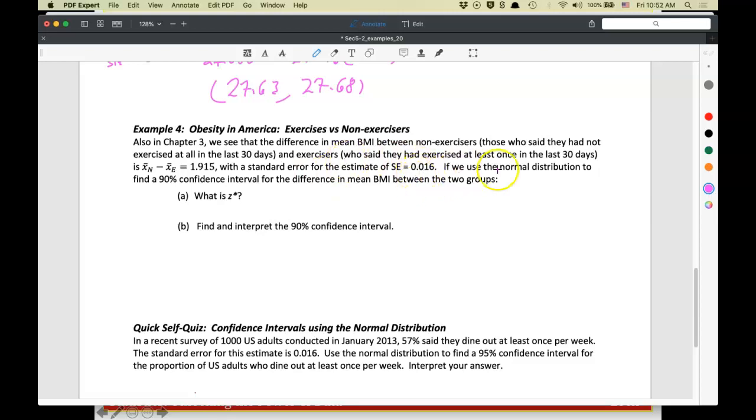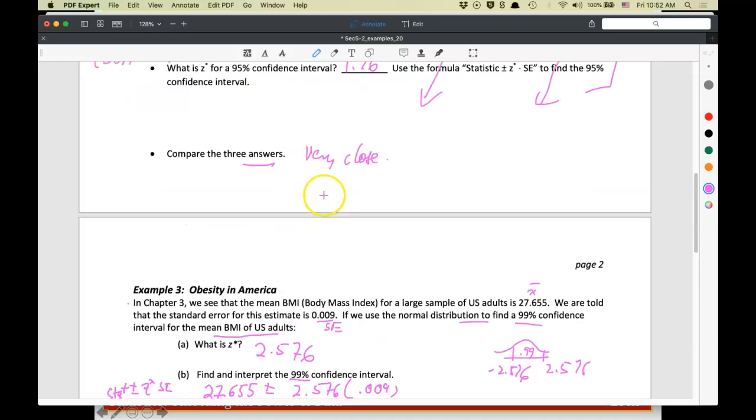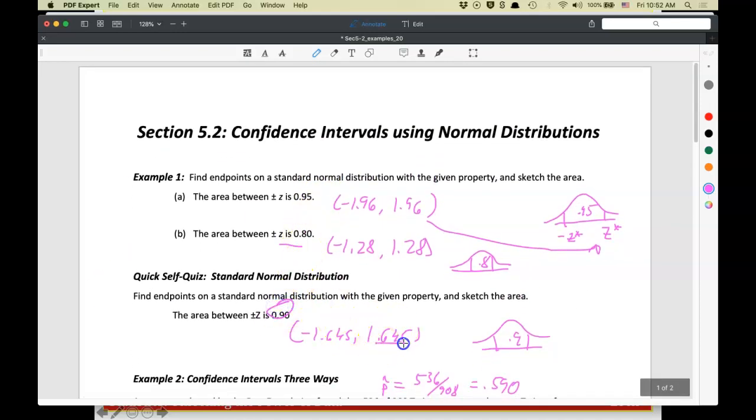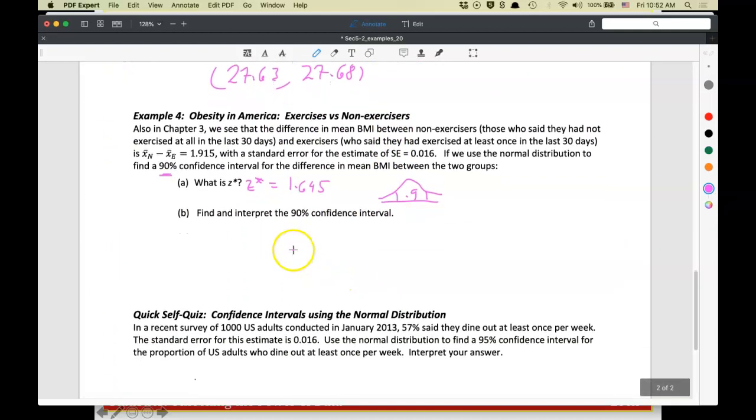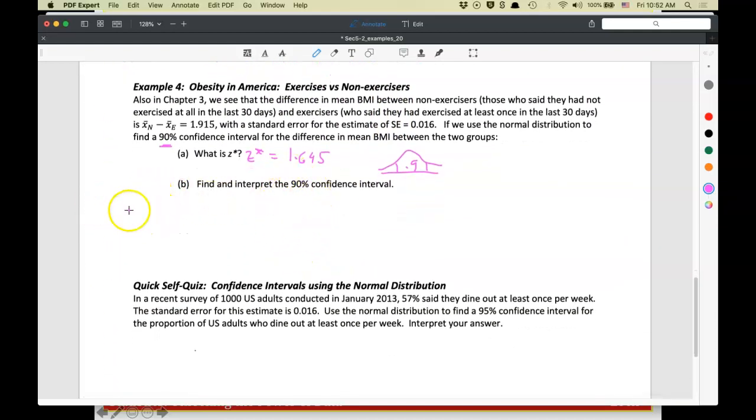The standard error is given here. So we use the normal distribution to find a 90% interval. We found that piece up above, and we found that Z star was 1.645. You can check right up here, we found it, 1.645. All right, so find and interpret the interval. So once again, we're doing the stat, plus or minus Z star times SE. So 1.915 plus or minus 1.645 times the standard error, which was kindly donated to us.